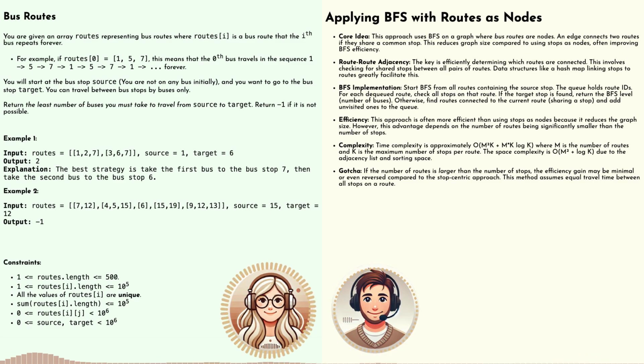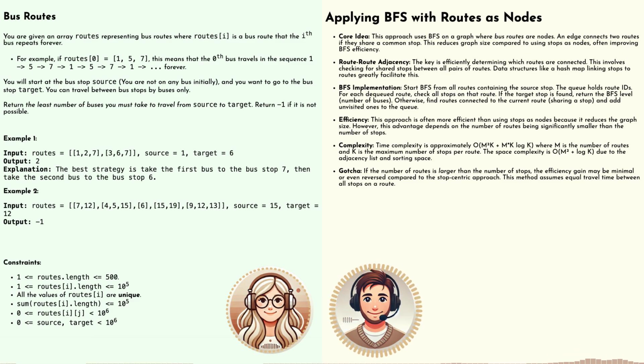Exactly. And then for each of those routes, we check if our destination is on that route. If it is, boom, we found a path. We found a path, and the number of routes we've explored is the number of transfers. Just like before. Exactly.